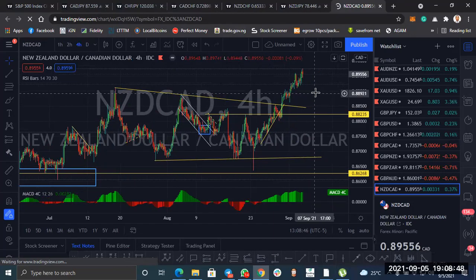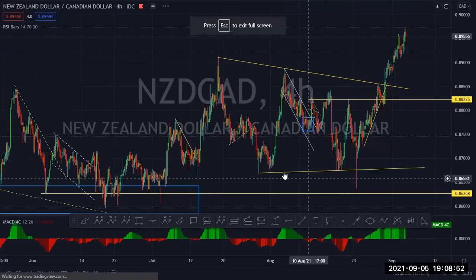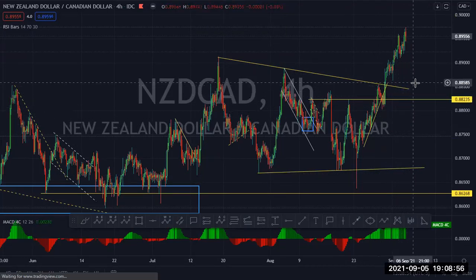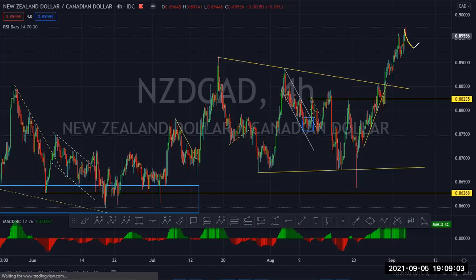New Zealand CAD is going up. And we just look for running flats, this type of correction, and continue buying. I'm not looking to sell on New Zealand CAD. I only see reason to buy. This channel has been broken. So again, the buying continues.